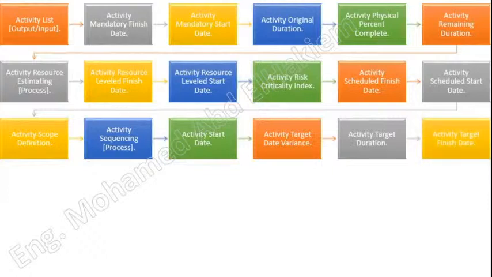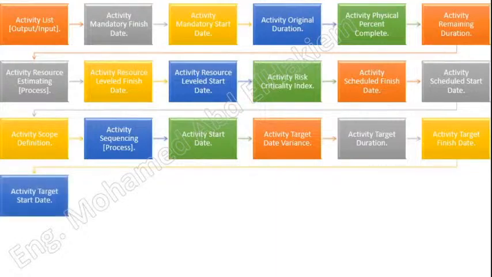Activity target finish date. A point in time established by schedule network analysis for completion of a schedule activity within a specific version of the project schedule. Activity target start date. A point in time established by schedule network analysis for beginning the schedule activity within a specific version of the project schedule.